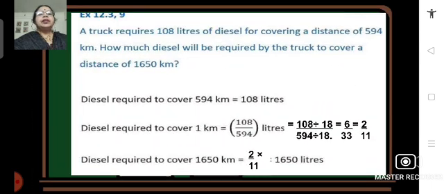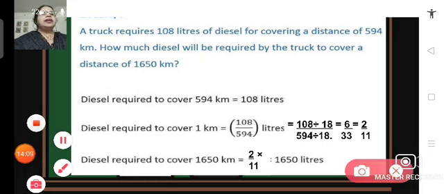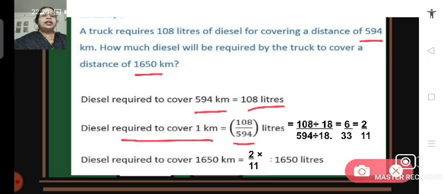Now next problem, problem number 9. A truck requires 108 liters of diesel for covering a distance of 594 kilometers. How much diesel will be required by the truck to cover a distance of 1650 kilometers? So the diesel required to cover 594 kilometers is 108 liters. So the diesel required to cover 1 kilometer is 108 upon 594 liters.